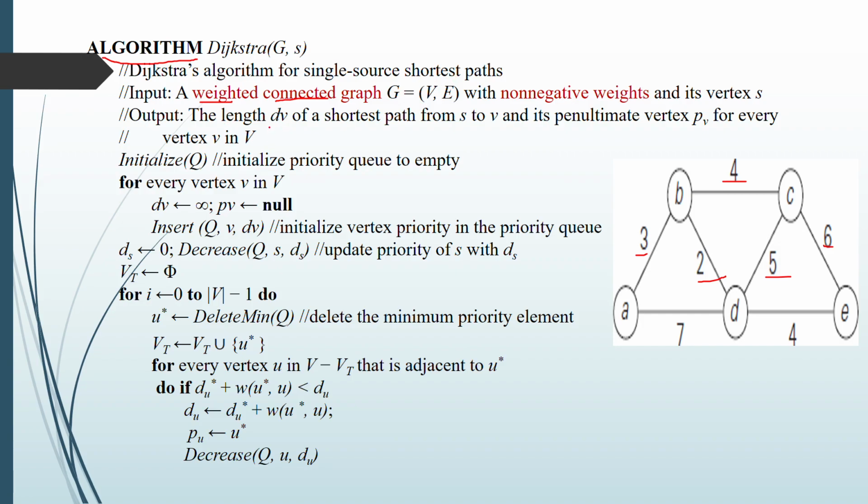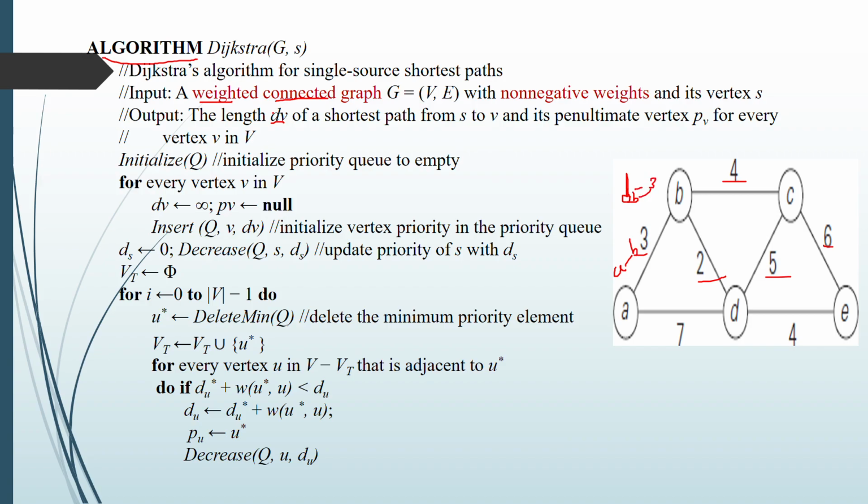The output is what? You are using one notation here, dv. dv is the length, the distance. So what does dv actually mean? It is the shortest path from source to v. For example, if I take dB, it is the shortest path from source A to B. If I take the source as A, then from A to B, what is the distance? That is 3.